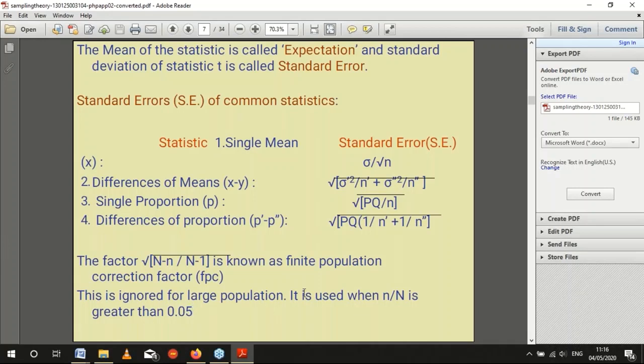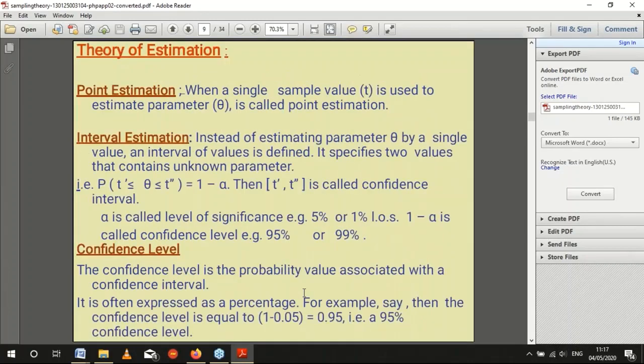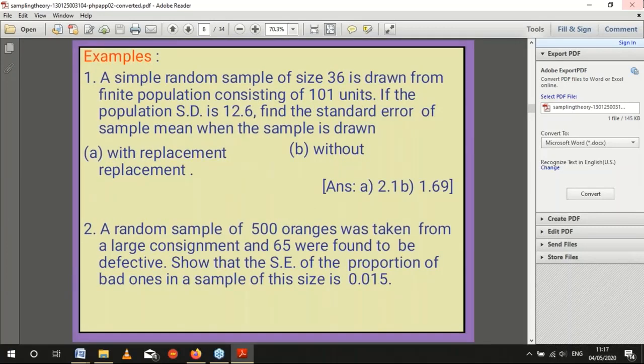I repeat it again. A simple random sample of size 36 is drawn from a finite population consisting of 101 units. If the population standard deviation is 12.6, find the standard error of the sample mean when the sample is drawn A with replacement and B without replacement. So if you're on the screen, you can see the answer there to make sure you work with guidelines. Now, one thing I want to tell you when working on this: first of all, state the given parameters. From there, you can work. Don't say because the parameters are already in the question, you just start imputing the formula. No, before the formula, state the given parameters. Then you bring up the formula and start imputing to get your answer.